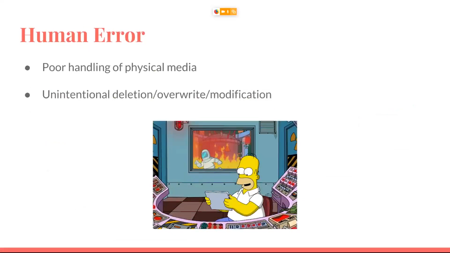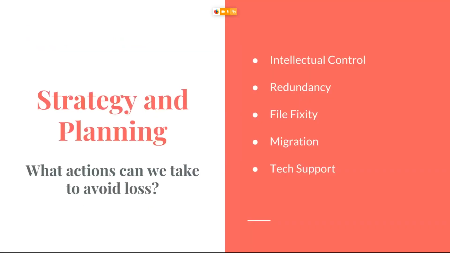Human error is also a big one. This is where we're just talking about people not handling their digital storage media properly, unintentionally using software to delete, overwrite, or modify their files in a way that they didn't intend. And so as we're planning for digital storage strategies, we've got to take that into account in some way. So that's an overall summary of our concerns.